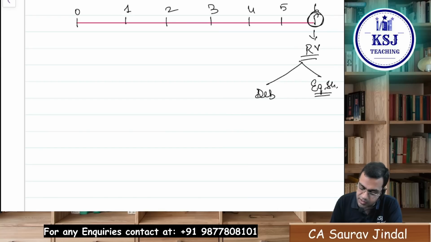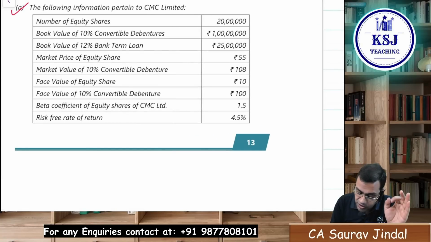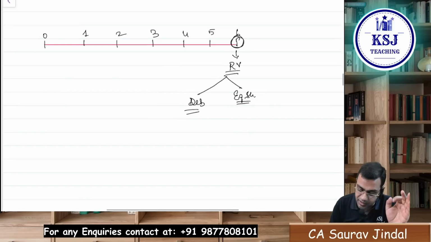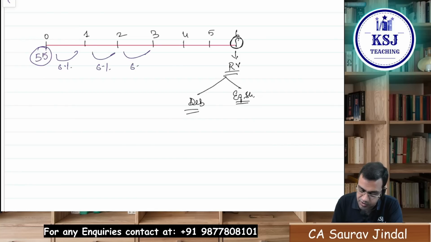For equity shares, you will have to calculate what will be the value of equity share. What is the value of equity share right now? The value of equity share right now is 55 rupees and the growth is expected at 6%. So here the price is 55 rupees. It will grow every year at 6%, 6%, 6%. So you have to find out what will be the price here, right? So if we apply 55 plus 6%, here it will be 58.3.